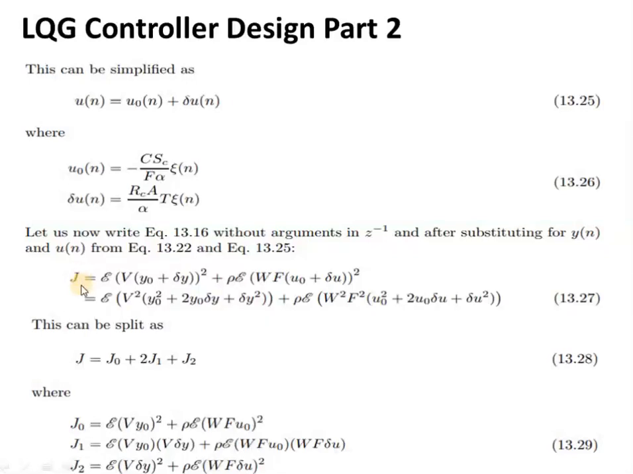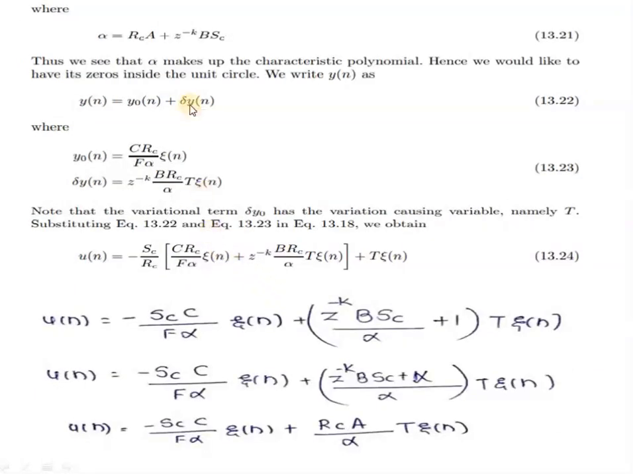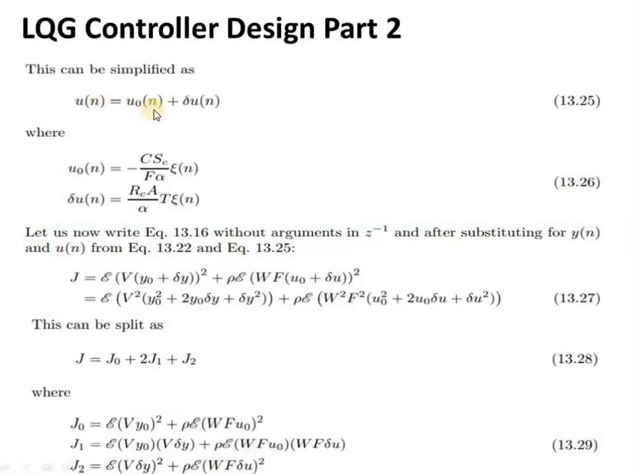The performance index J is equal to, we have just put the value of y and u of n. Here you can see previously what is meant by y. y is nothing but y naught of n plus delta y of n, and at the same time u of n is nothing but u naught of n plus delta u of n. We have to just put the value of y of n and u of n. Instead of y is equal to y naught plus delta y, and u is nothing but u naught plus delta u.